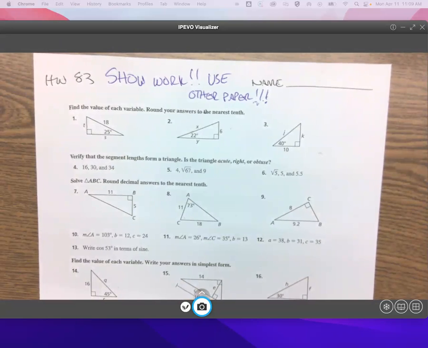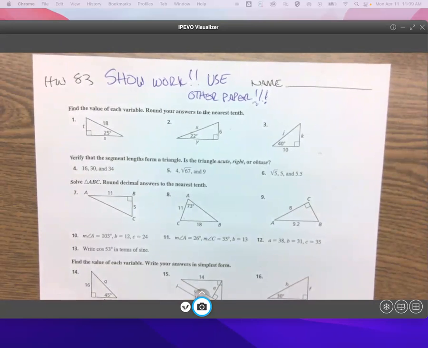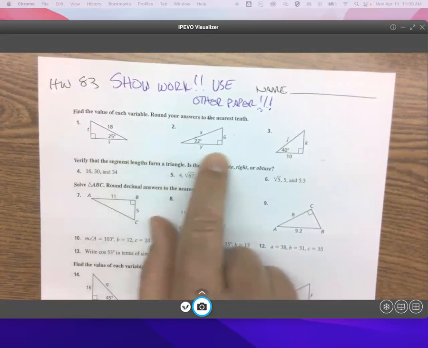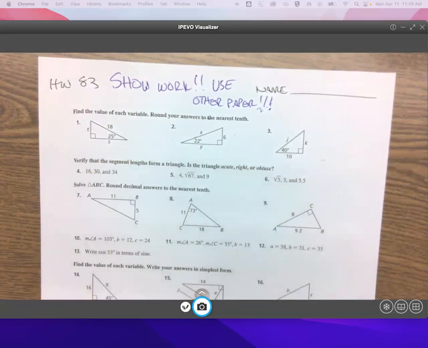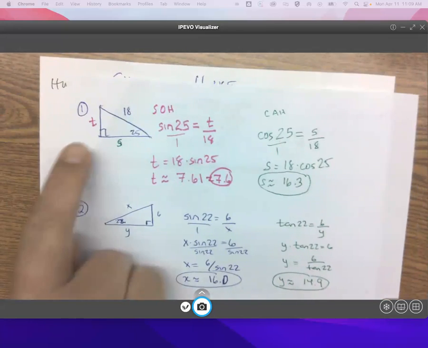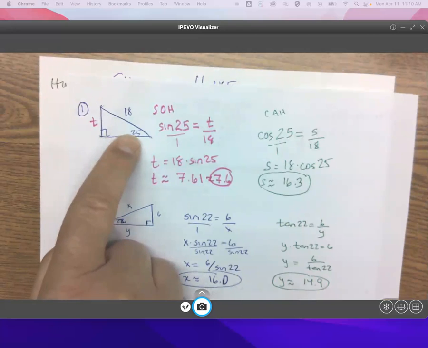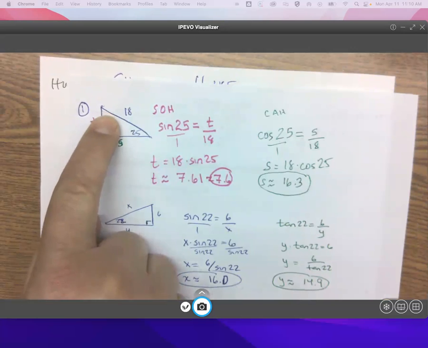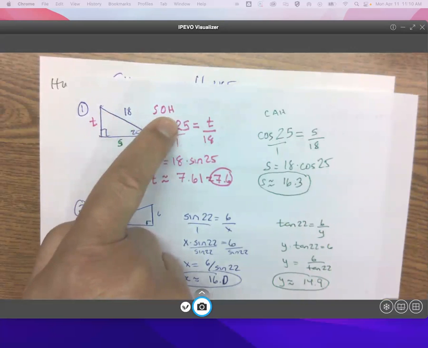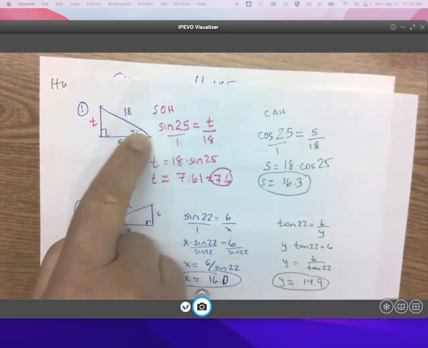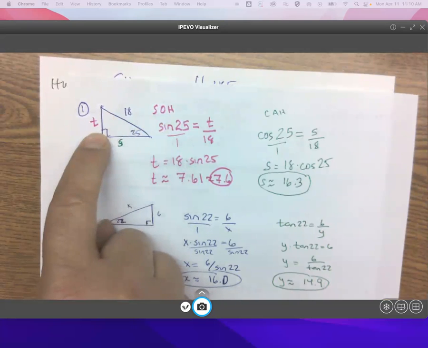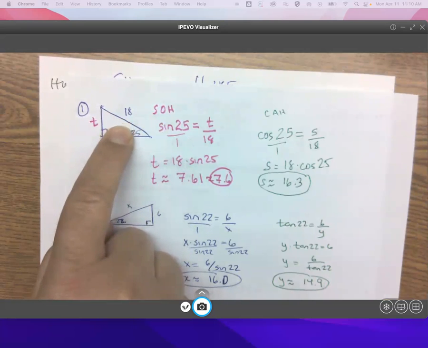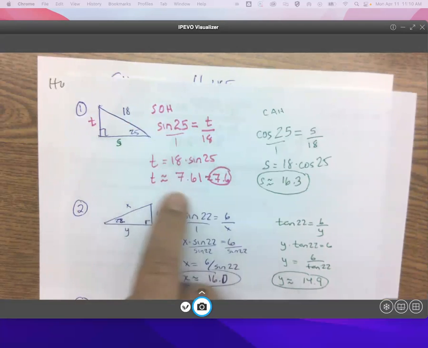There's a couple things I want to show you for this today in general. This stuff is SOH CAH TOA. You might remember that we did things like this where we established relative to this angle, if we're looking for t, that's the opposite. We're given the hypotenuse, so I'd use SOH. That means sine of the angle is equal to t over 18, cross multiply and solve.